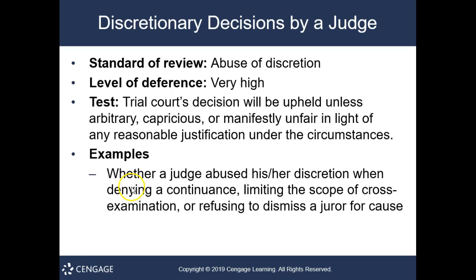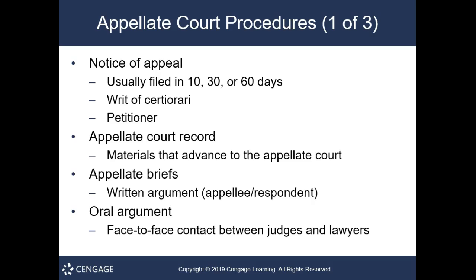Not really. That wouldn't necessarily be unfair. I don't see any reason why it would. You take one case at a time. Why does that make any difference? You would wonder why. So whether a judge abused his or her discretion when denying a continuance, or limiting the scope of cross-examination, or refusing to dismiss a juror for cause would be examples of where it has to be a clear abuse of discretion before we're going to reverse on that basis.